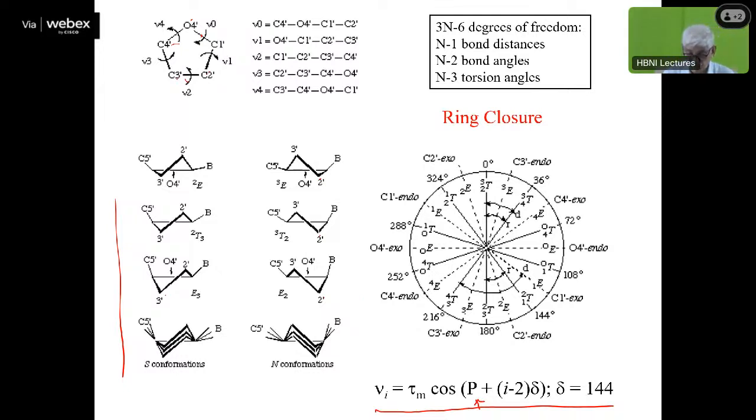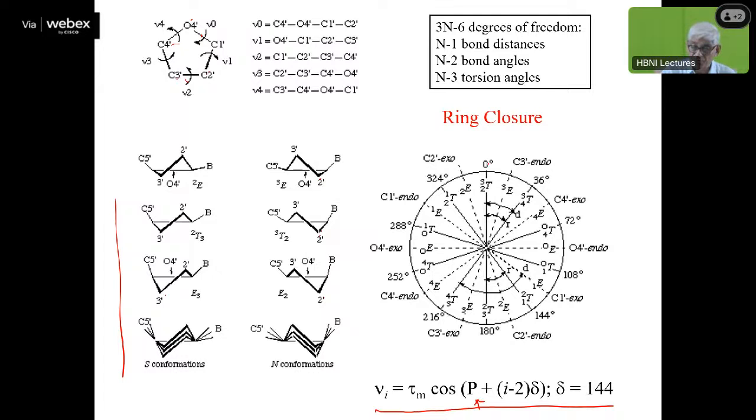Now, depending upon the value you have, what does the tau m define? Tau m defines how much is the sugar pucker, how much it is outside of this plane. That defines the pucker. That is a fixed number. That is typically about 38 degrees. And the P goes from 0 to 360. Okay. Now, you translate these various values of P into this kind of structures which are indicated here, and we generate various kinds of nomenclatures for the sugar geometry.